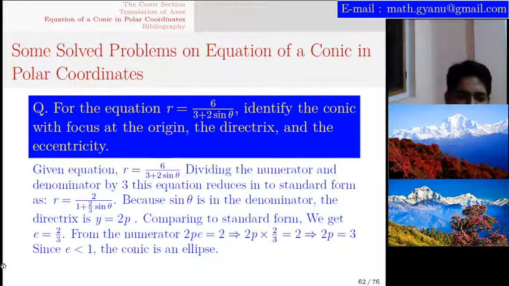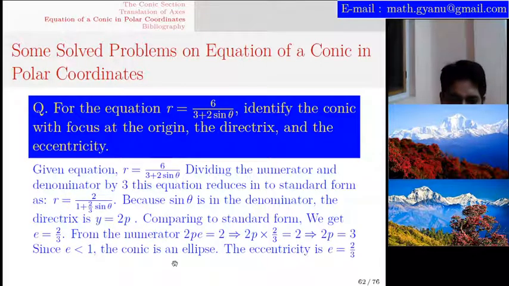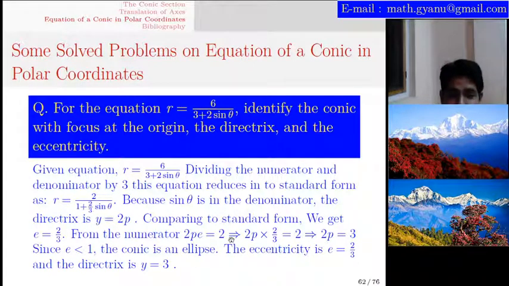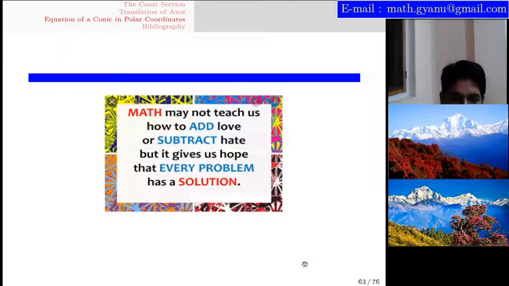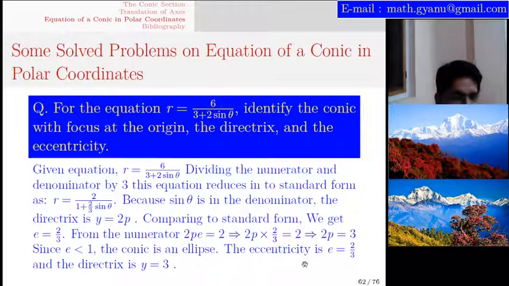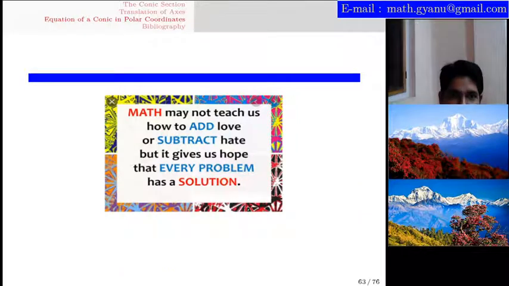Since eccentricity is less than 1, the conic is an ellipse. It is clear that the value of e is 2 by 3, e is less than 1, the conic is an ellipse. And the eccentricity is equal to 2 by 3. And the directrix is y equal to 3. And this completes our solution.